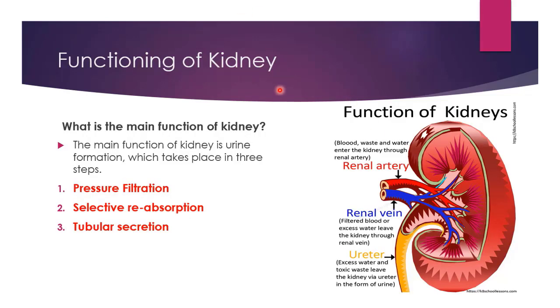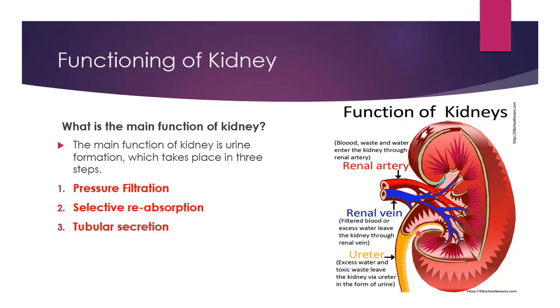As we all know, kidney is the main organ of our excretory system or urinary system. Therefore, the main function a kidney performs is to remove the excessive toxic materials or the removal of unnecessary material from our body. The main function of kidney is urine formation, which takes place in three steps. Number 1, pressure filtration, number 2, selective reabsorption, and number 3, tubular secretion.